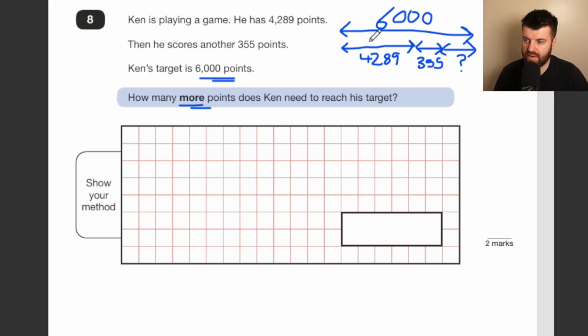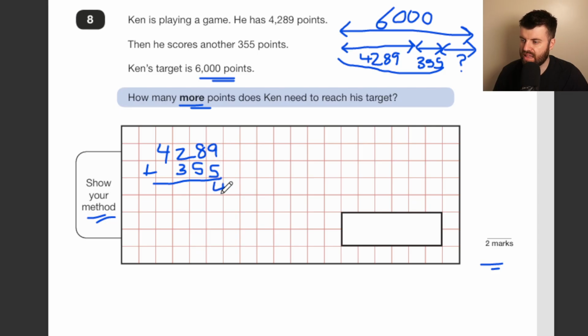A total amount with 3 parts. You're given 2. What's the missing part? Show your method, 2-mark question. First job, let's figure out how much he actually got altogether when he got his 355 and his 4,289. So first thing is to add these up. 4,289 plus 355. That'll tell us what score Ken is on right now after he scored his second lot of points.